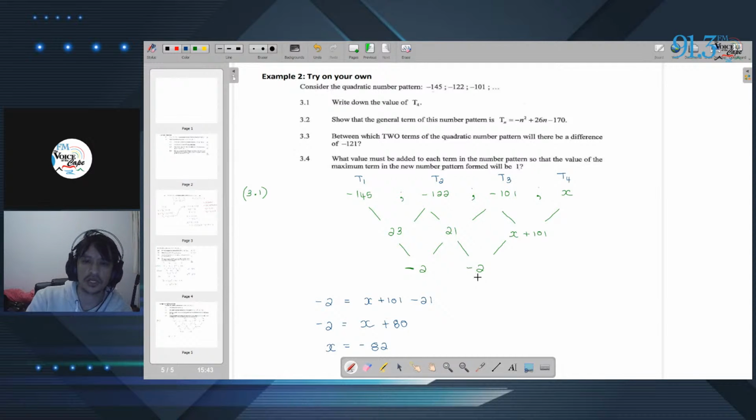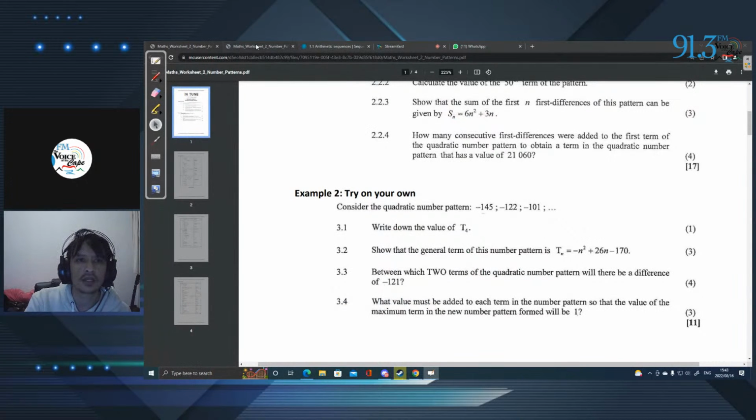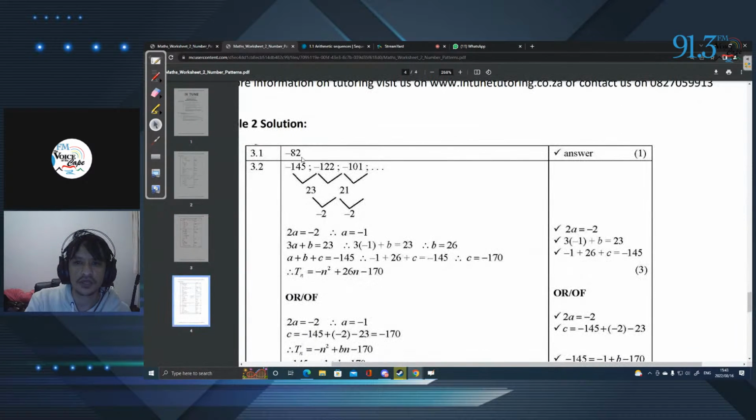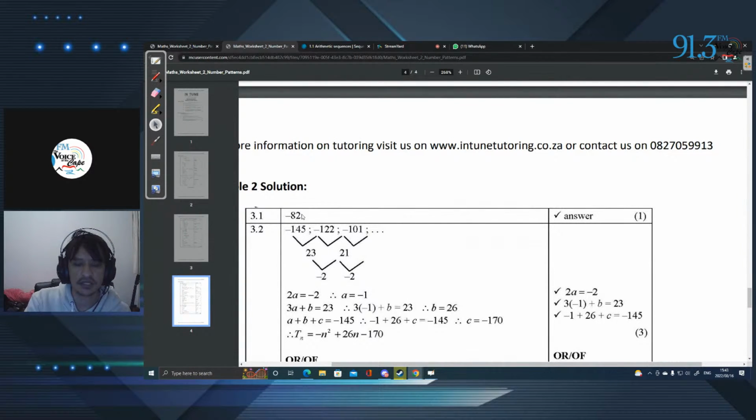Now let's see if we are correct according to the memo. Our fourth term is supposed to be negative 82. We solve that one, and there we go. Negative 82. Easy peasy lemon squeezy. Right, so not a problem at all.